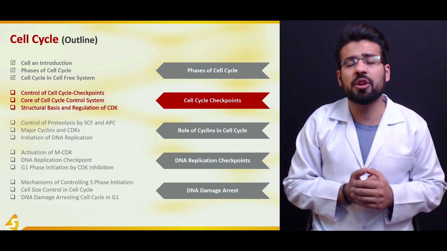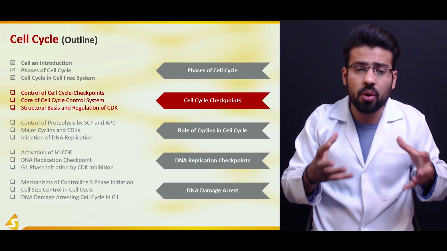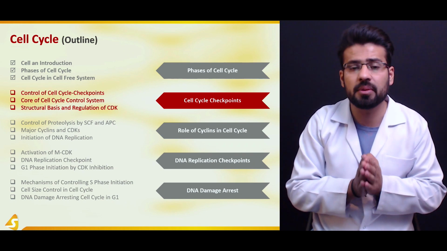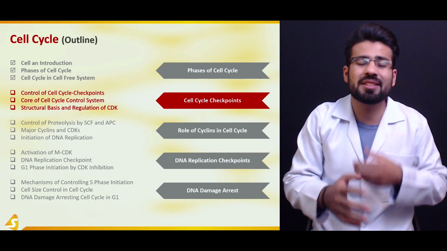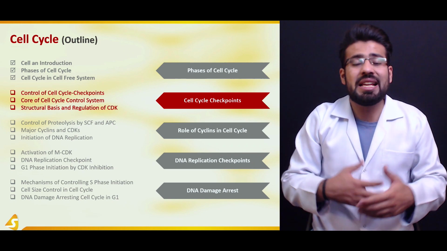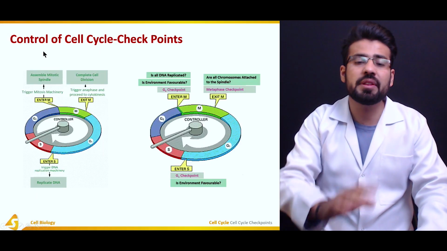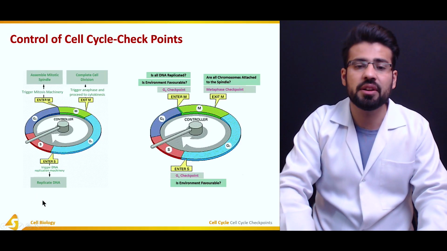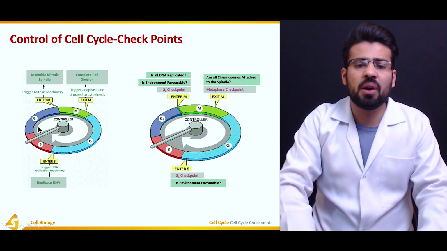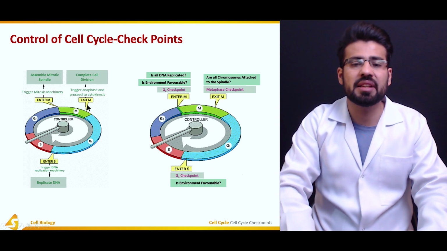This would be followed by the discussion of what the core of the cell cycle control system is, and we are going to have a look at the structural bases and the regulation of the cyclin dependent kinases. So we are going to start off with the control of cell cycle checkpoints. Over here you can see what happens in this particular case.